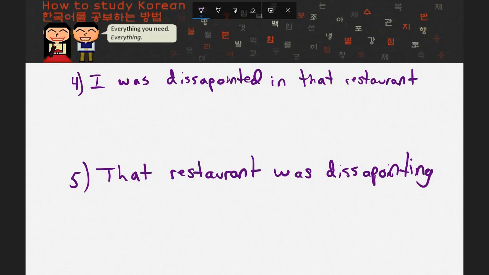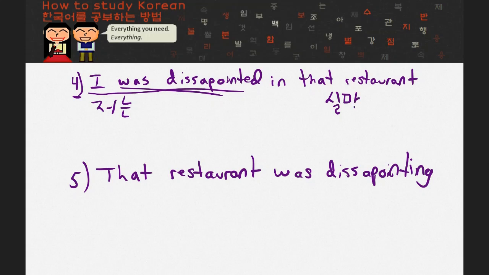So let's start with the fourth sentence here. I was disappointed in that restaurant. Well, I can break down this sentence by starting by just saying I was disappointed. Now, the subject is I, so I'm going to start by putting this here. If I want to indicate that I was disappointed, as I taught you in lesson 16, you can just use the word 실망하다. So I'll put that here, 실망하다, and I was disappointed, so it's going to be in the past tense. So I'm going to put 했어요. But that just says I was disappointed.